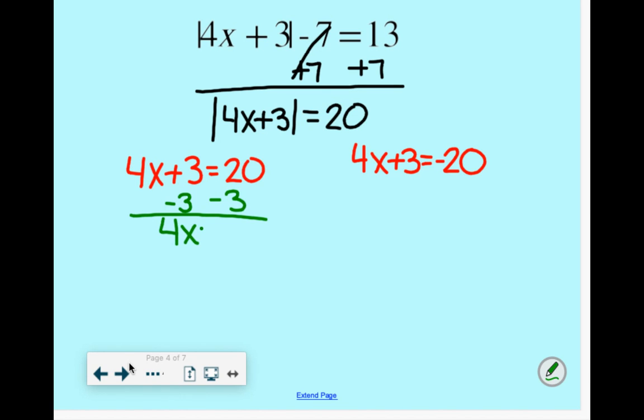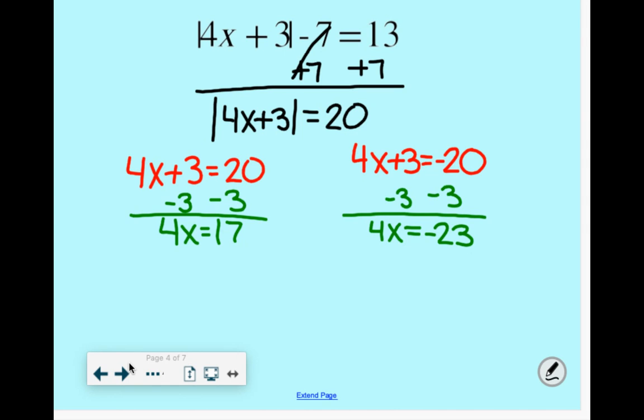20 minus 3 is 17. I can go ahead and do that on both equations, because if it's happening over here, it's going to happen over here too. The only difference is, over here you're subtracting 3 from negative 20, which is negative 23 instead of 17. And that's where you can kind of save yourself a little time, so you have to think a little bit less. If you know you're subtracting 3 over here, go ahead and do it on that one too, and solve them both at the same time.